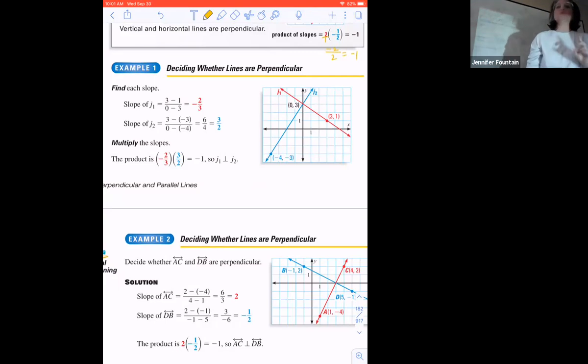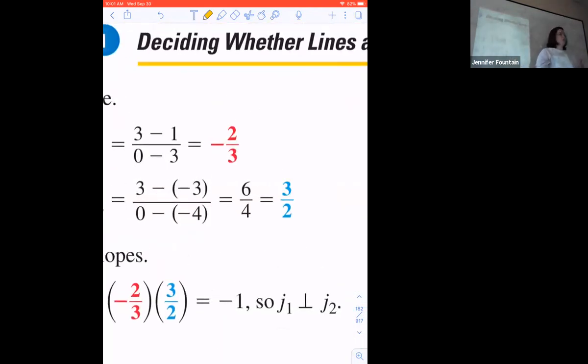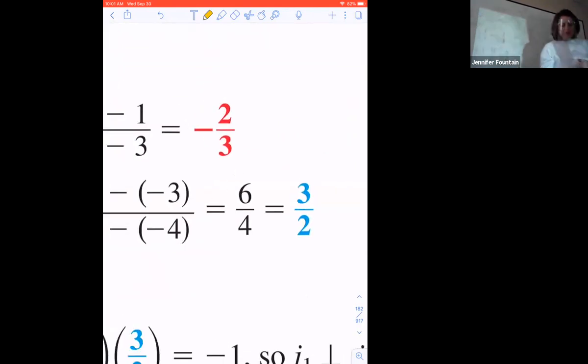Now, one of the things I have to make sure to do is to simplify fractions. Every time you write a fraction, always make sure it's in simplest form. So at first glance you would say, oh, I've got -2/3 and then I've got 6/4. Nope, they're not the same. Well, if I reduce, I've got -2/3 and then I have +3/2. I have a negative and a positive. Those are opposites. I have 2/3, 3/2. Those are reciprocals. So I have negative reciprocals.